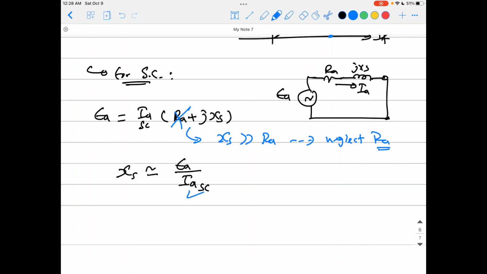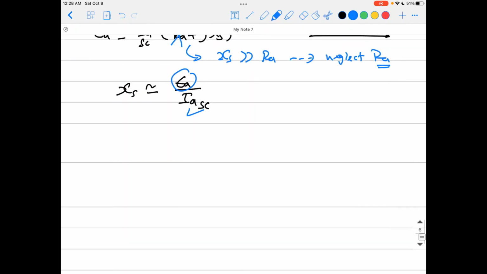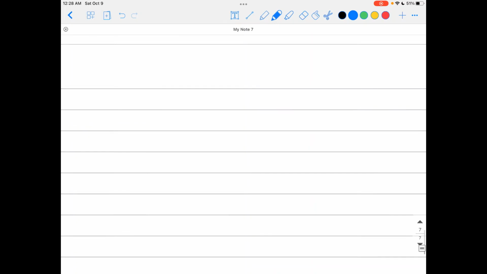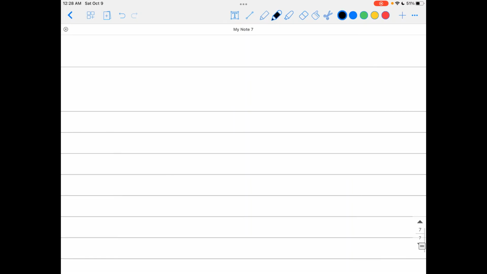IA short circuit, you can measure it, okay? But how to find EA? It's the same problem again. How to find EA? That's something you cannot measure. And that's why we need the open circuit characteristics. So to do this, we need both the open circuit and short circuit characteristics.